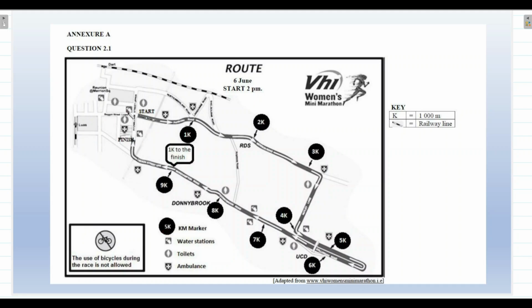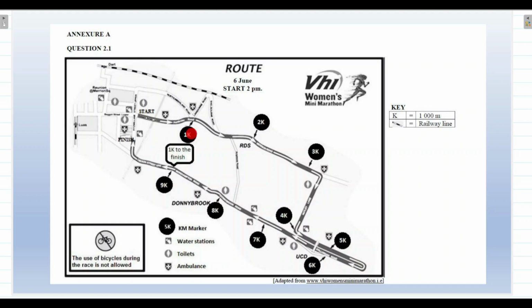have passed. For example, if we start there and then we go and we go, that basically tells us that at this point here the women would have run 2 kilometers, right? From that point to that point, they would have run 3 kilometers. From that point to that point, they would have run 4 kilometers. From that point to that point, they would have run 5 kilometers, and so on and so forth, right?